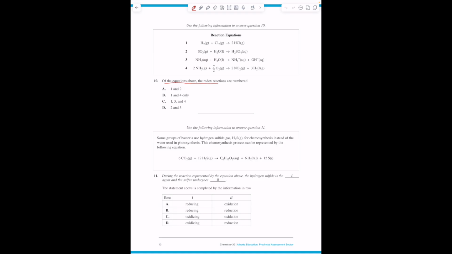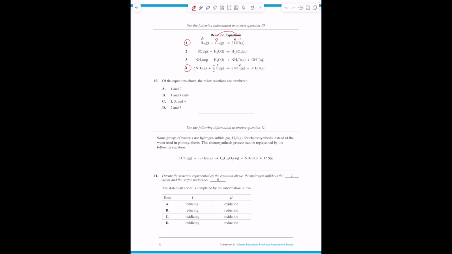Of the equations above, the redox reactions are... Okay, so if there's a change in oxidation number, it's redox. So we're just looking for... So I can tell number 1 has to be and number 4 has to be because I've got an element, and then a compound, +1, -1. So there's a change in oxidation numbers. My 0 is turning into a -1, 0 is turning... So that has to be. I can also see that here, right? That's an element. Over here, it's in a compound. Oxidation number has changed. Those two have to be it.